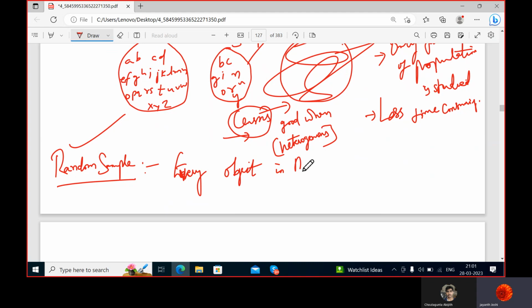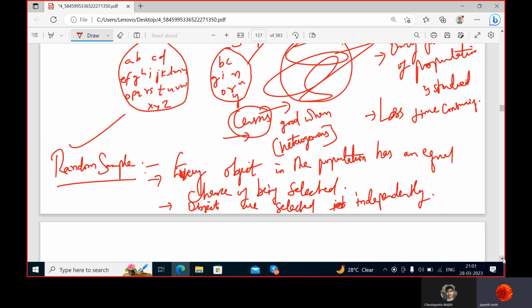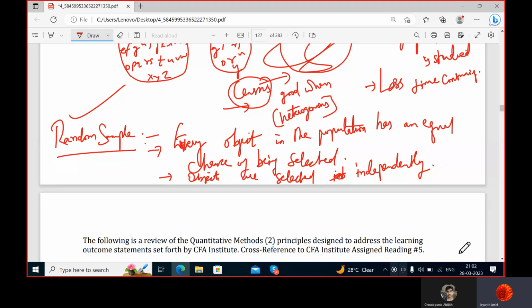Every object in the population has an equal chance of being selected. Now, objects are selected independently, that you should know. That means you're not choosy, you are selecting randomly and picking independently. There's no instruction that you should select this particular thing.